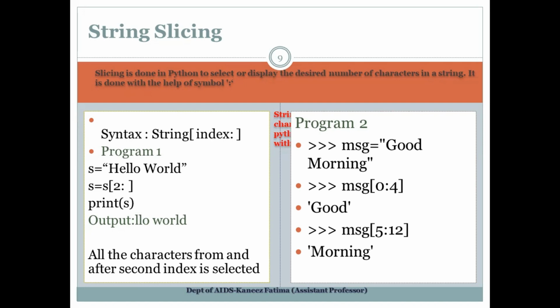Another example here is message starts from 5 to 12. So we can see that the fifth is the first letter of the word morning, until 12, so we should have almost the complete word, that is, in 2 steps I should get printed the word morning from the starting of the fifth letter.